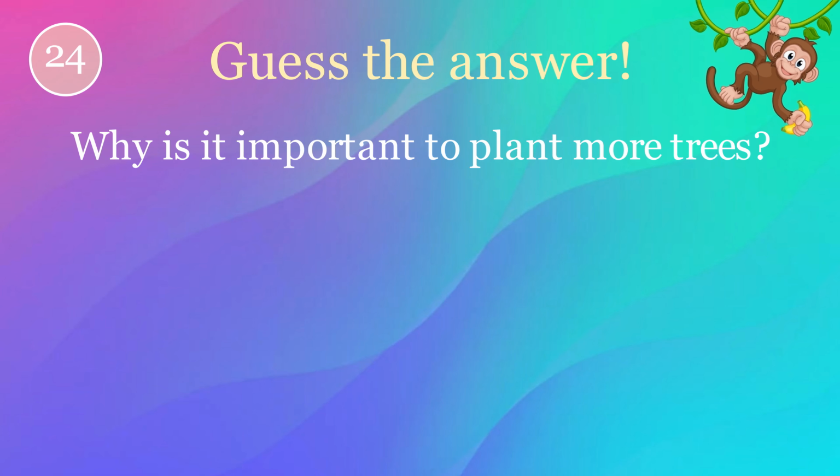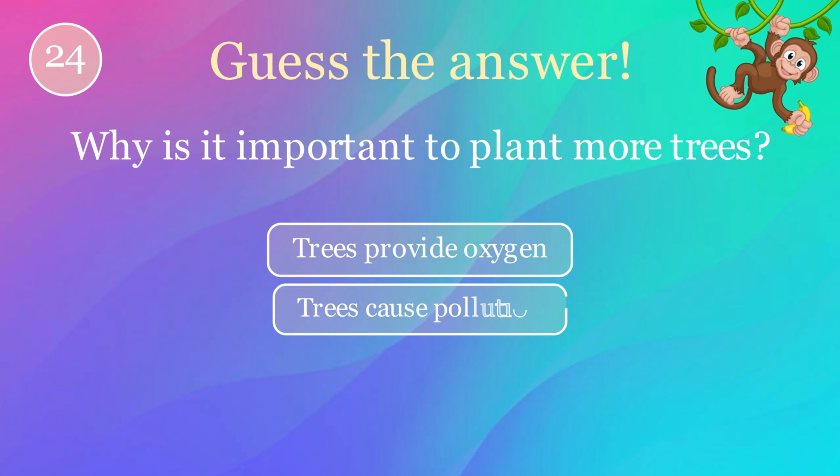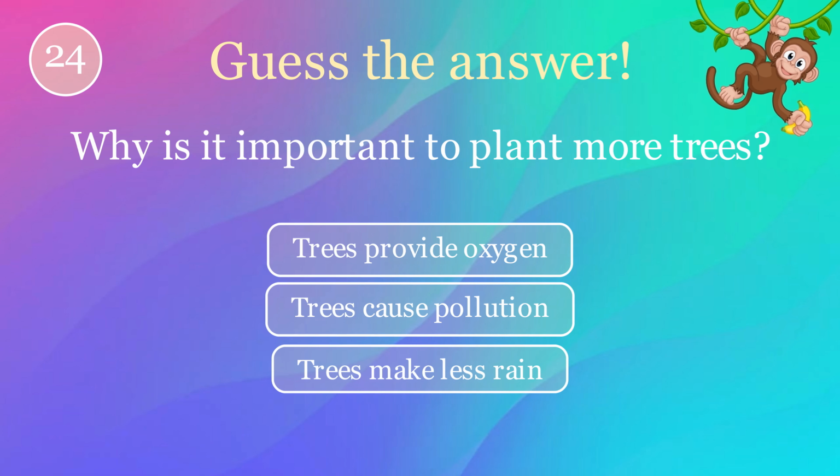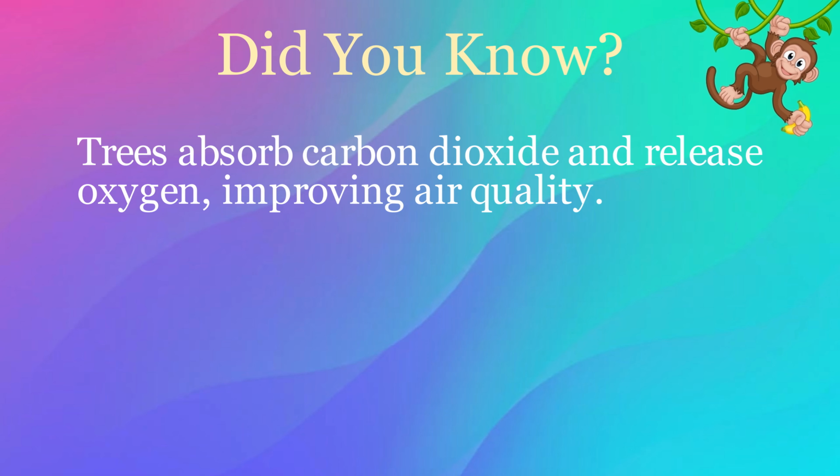Why is it important to plant more trees? Trees provide oxygen. Trees cause pollution. Trees make less rain. The correct answer is, trees provide oxygen. Here's an interesting fact: trees absorb carbon dioxide and release oxygen, improving air quality.